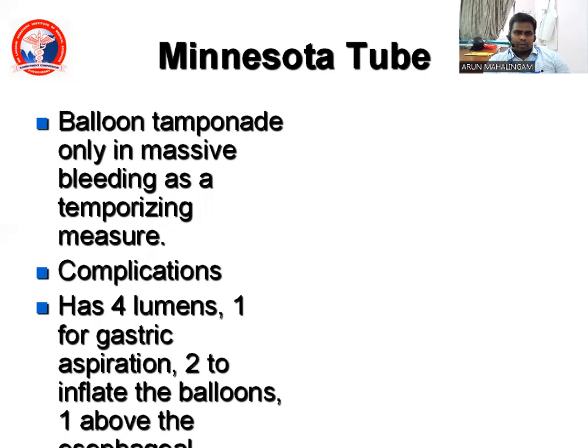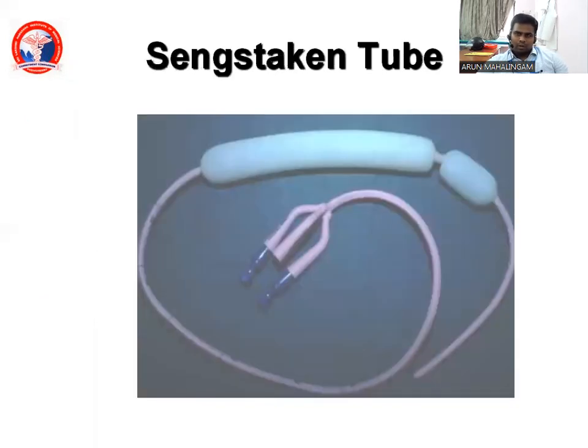One is for gastric aspiration, the second to inflate the gastric balloon, the third is to inflate the esophageal balloon, and the fourth is to aspirate from the esophagus. This is the Sengstaken-Blakemore tube.